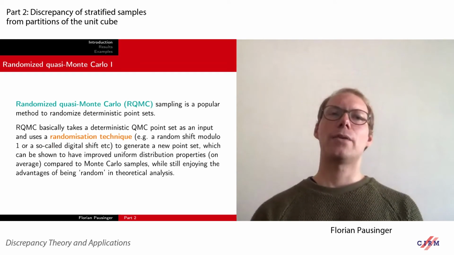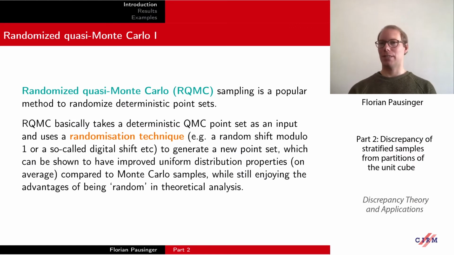So we are now in the setting of so-called randomized quasi-Monte Carlo sampling, which is a popular method to randomize deterministic point sets. Usually in randomized quasi-Monte Carlo, you take a deterministic quasi-Monte Carlo point set as an input, and you use a certain randomization technique, for example, a random shift or a digital shift, to generate a new point set, which then can be shown to improve upon Monte Carlo samples, while you still enjoy the advantages of being random in theoretical analysis.